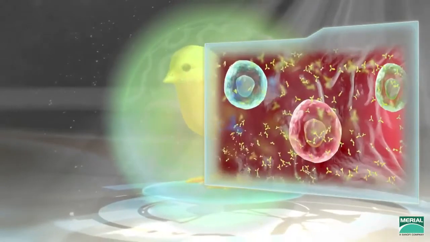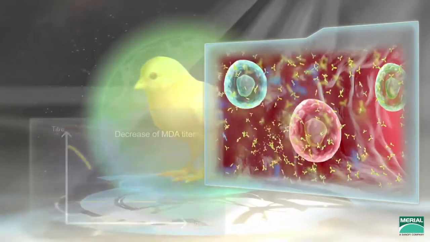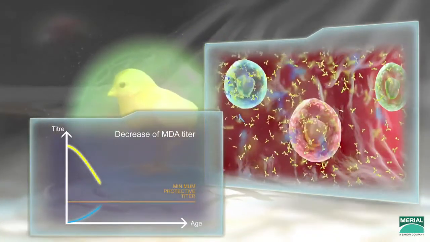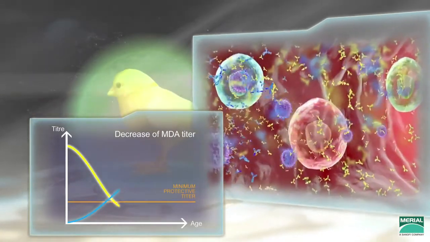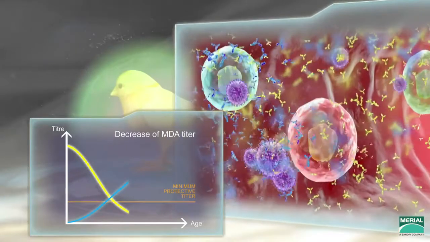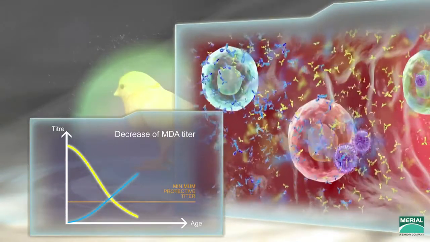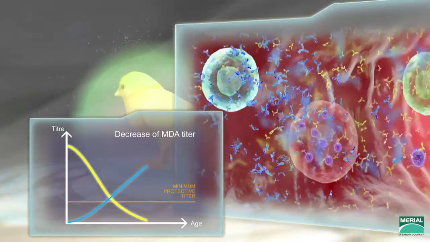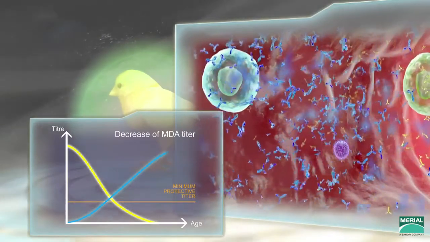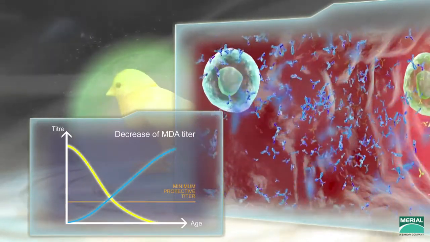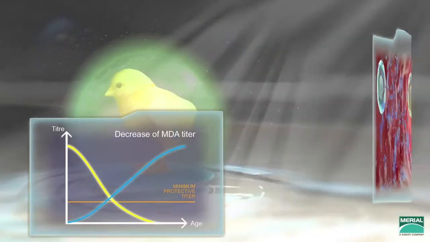The HVT vector infects and replicates in the host cells. During replication, the IBDV VP2 protein is produced in the cytoplasm of infected cells. The IBD maternal antibodies have no effect on HVT replication and on VP2 expression. Viral replication releases the VP2 protein.